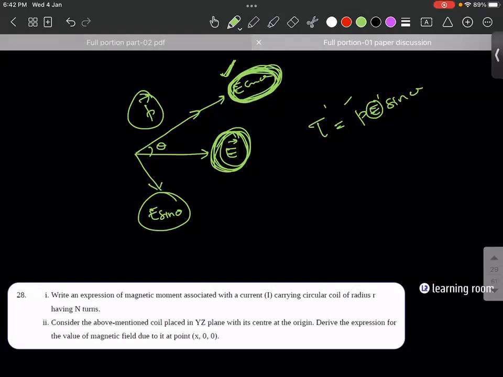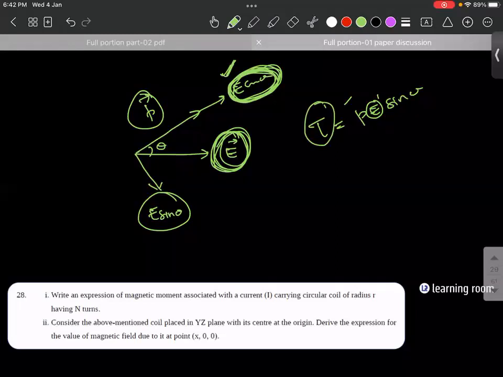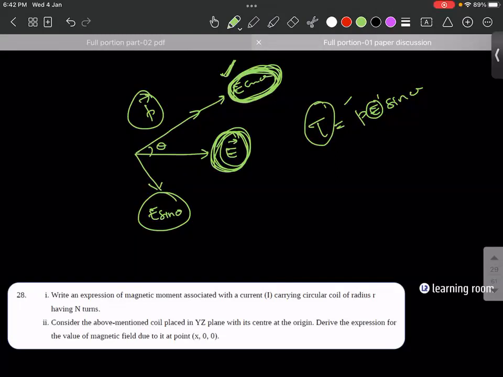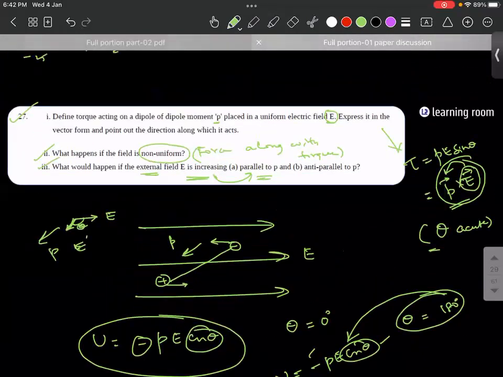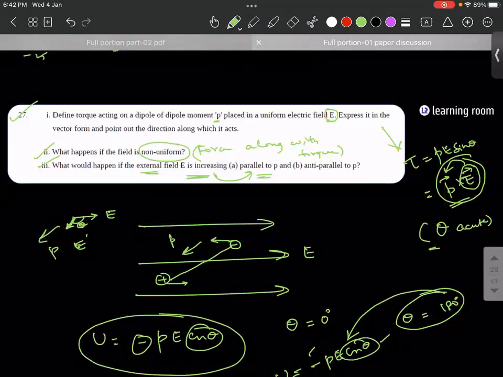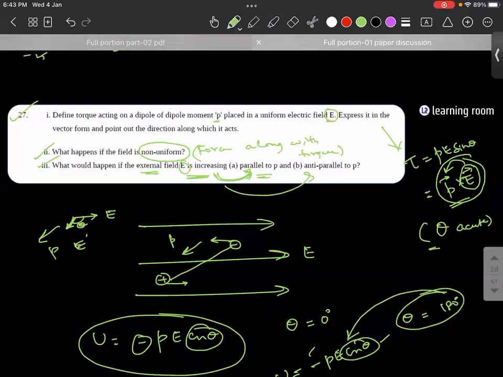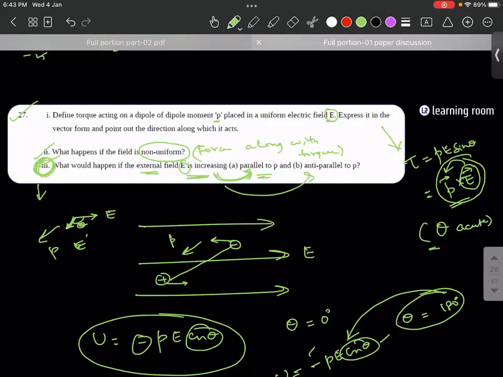Yes, sir. Understood. According to your justification, torque should increase. Okay. So according to your answer, yes, torque should increase, but the direction will be the same. But according to the way others have understood, they took that the electric field is now acting in the direction parallel and anti-parallel. In both cases, torque will be zero. That is also right. Yeah, the question is ambiguous. So for this part, you should get marks. Understood.